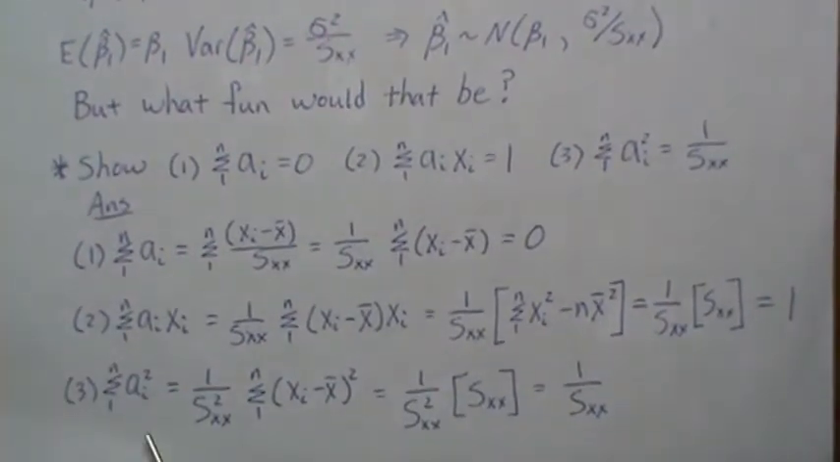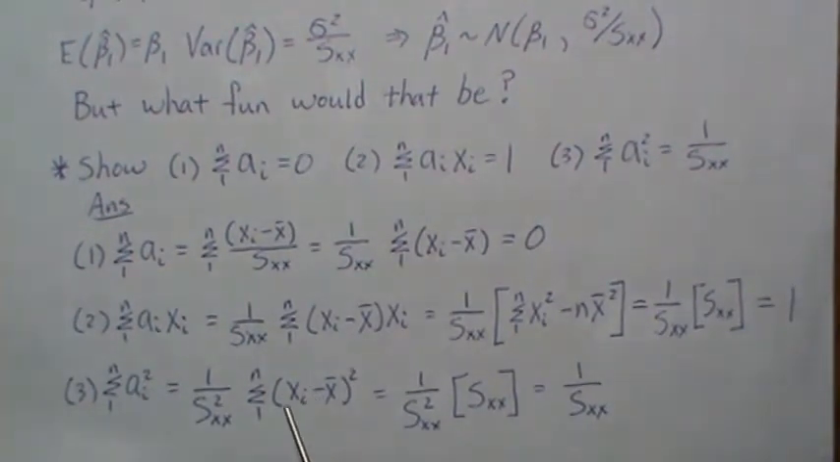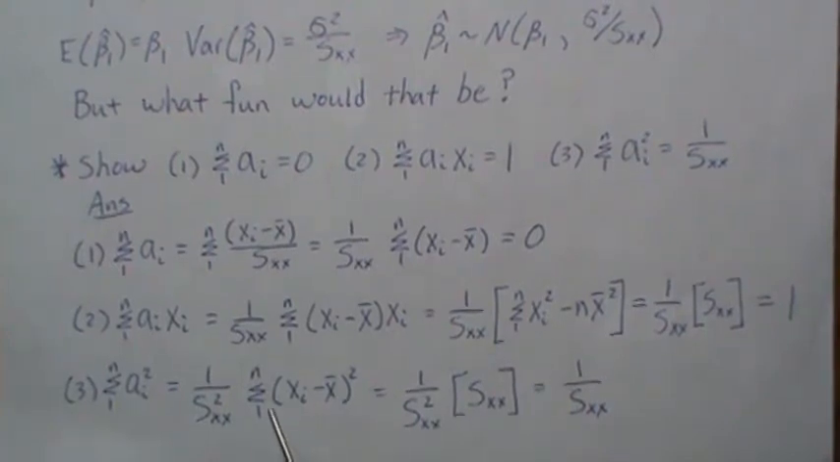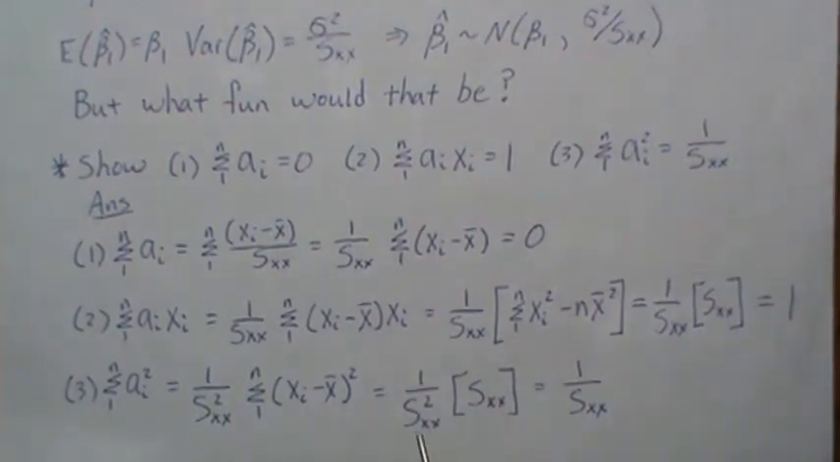So the sum of ai squared is this. Remember, we have to square everything, so this comes out squared and this is squared, and we're summing it. But this is SXX, so this and this are actually the same thing. So we put in SXX, one of them cancels, and we're left with 1 over SXX.